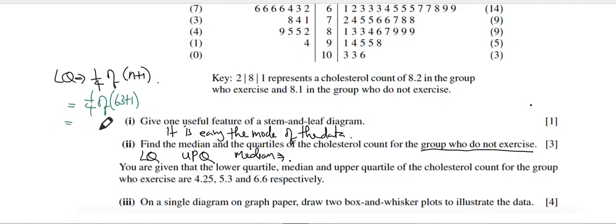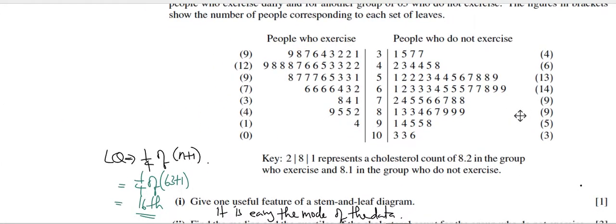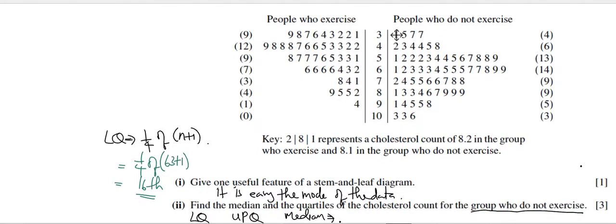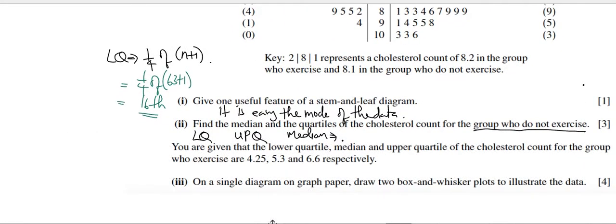So I want to find the 16th data value. Where does the 16th value fall? Counting 1, 2, 3, 4, 5, 6, 7, 8, 9, 10, 11, 12, 13, 14, 15, 16, it is 5.4. So the lower quartile LQ is 5.4.